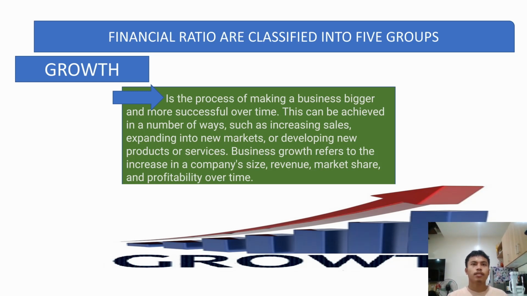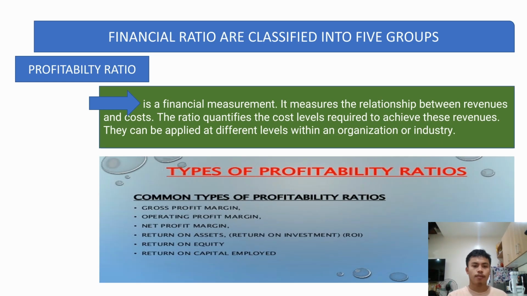The second financial ratio classification is the profitability ratio. When you say profitability ratio, it is a financial measurement. It measures the relationship between revenues and costs. The ratios quantify the cost levels required to achieve these revenues. They can be applied at different levels within an organization or industry. The common types of profitability ratio are the gross profit margin, operating profit margin, net profit margin, return on assets, return on equity, and return on capital employed.